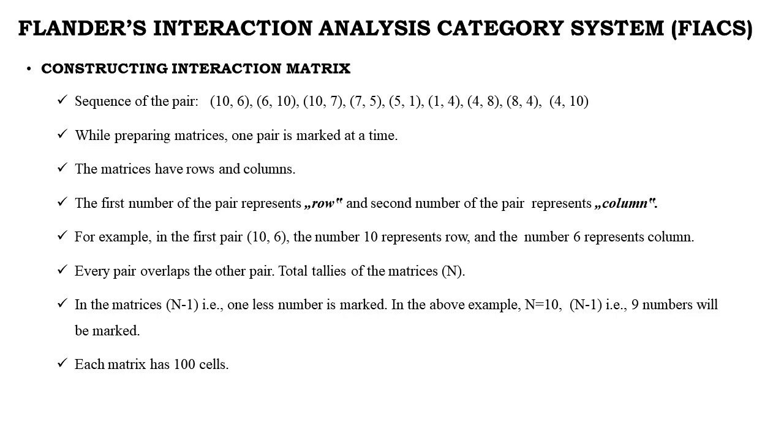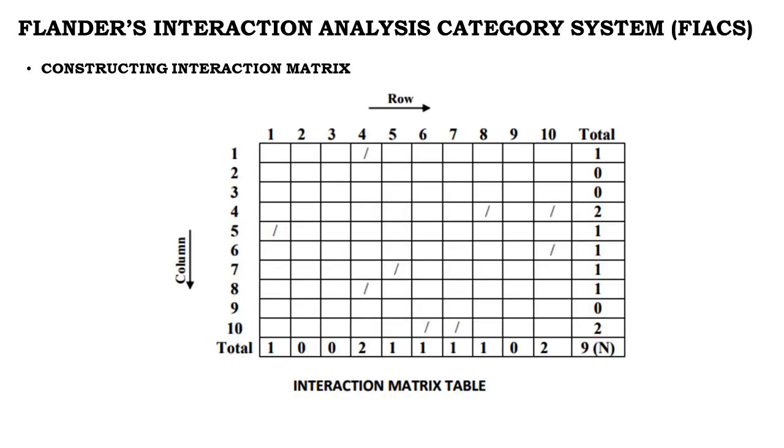While preparing matrices, one pair is marked at a time. The matrices have rows and columns. The first number of the pair represents row and second number of the pair represents column. For example, in the first pair, 10, 6, the number 10 represents row and the number 6 represents column. Every pair overlaps the other pair. Total tallies of the matrices n. In the matrices n minus 1, i.e., one less number is marked. In the above example, n is equal to 10, n minus 1, i.e., 9 numbers will be marked. Each matrix has 100 cells.